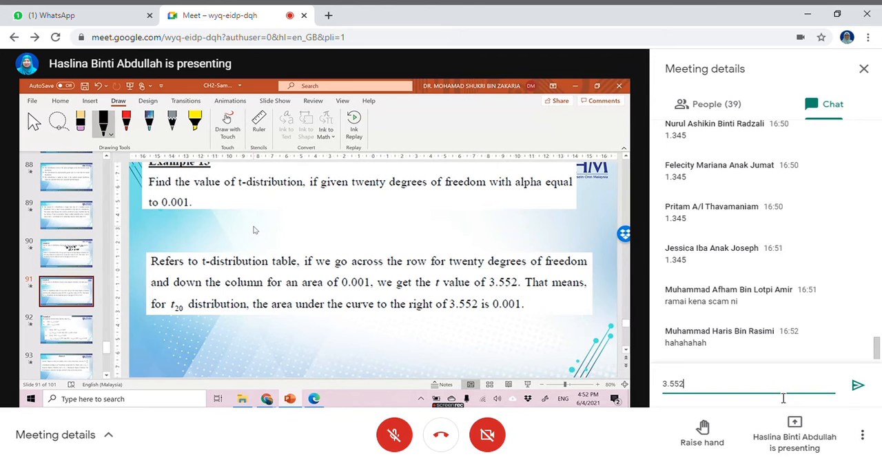Okay, find the value of T distribution if given 20 degrees of freedom and the alpha is equal to 0.001.